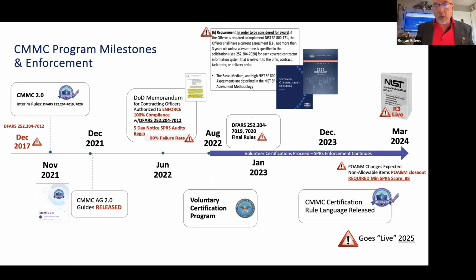There's a volunteer certification program underway, and that is in lieu of the CMMC rule. And next, as soon as the rule is released any day now, it will be reviewed for a year, and it will go live in 2025. In addition to the update of the CMMC 2.1 documentation, which we're expecting any day, there's also a major update with NIST 800-171 revision 3, which will go live in March of 2024.